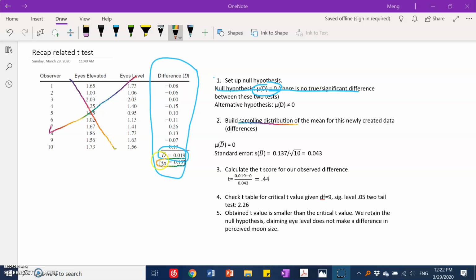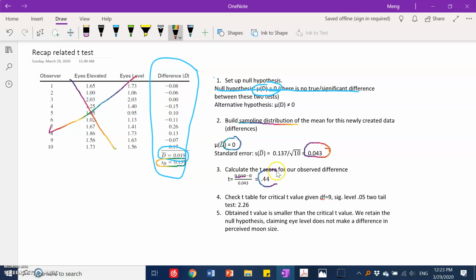So we want to standardize this observed difference here. We want to calculate its t-score. That is, we subtract the mean of this sampling distribution, which is 0, from our observed difference here, which is 0.019, and divide by this standard error, that is this number. We plug in this number, and this gives us the t-score for our observed difference here, which is 0.44.